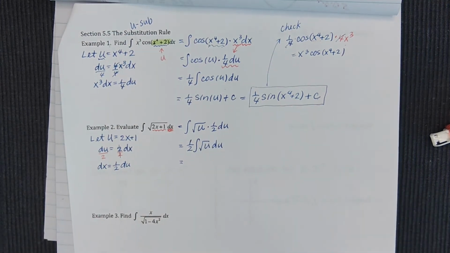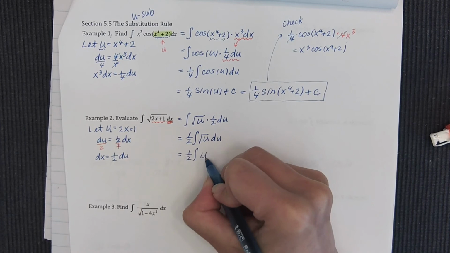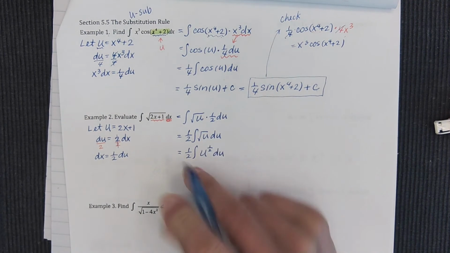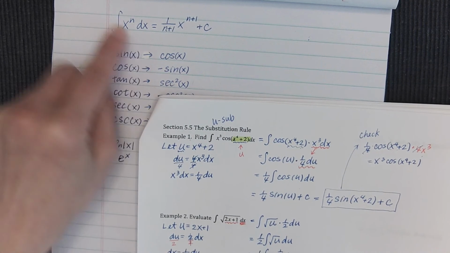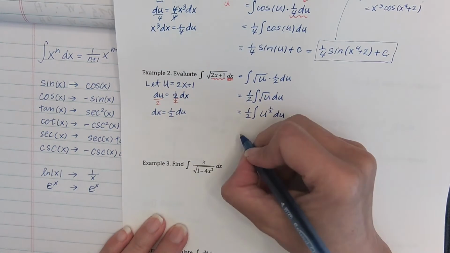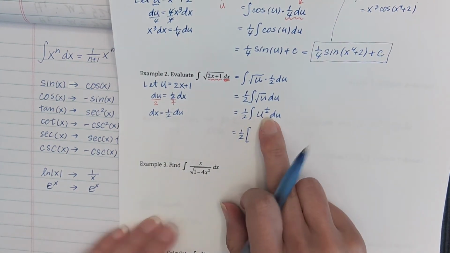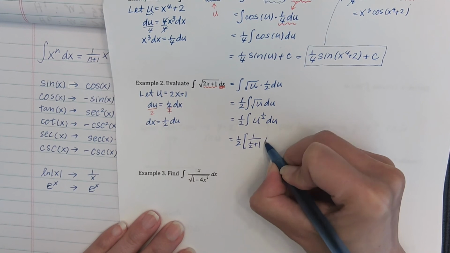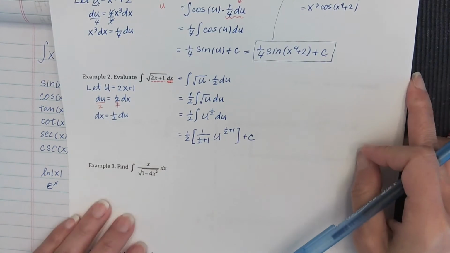How are we going to do it? Make the square root into a power. What's the power of a square root? 1/2, perfect. Now everybody knows how to take that one, because that's just a regular power integral. So leave the 1 over 2, then add 1 to the power: 1 over 2 add 1. Then plus c.